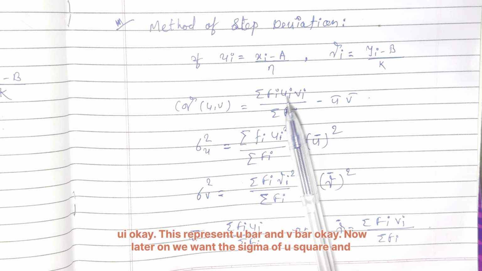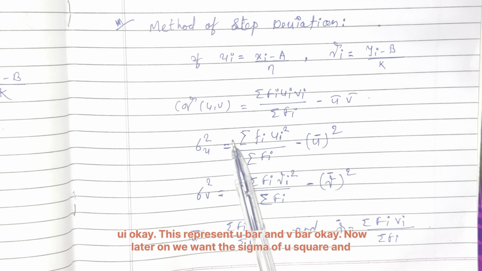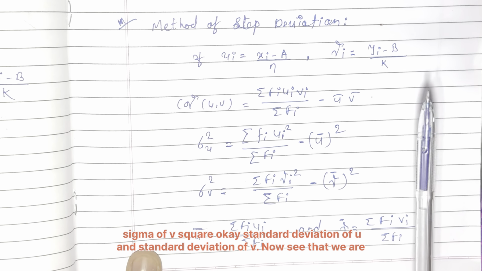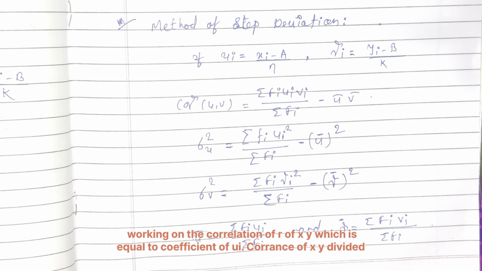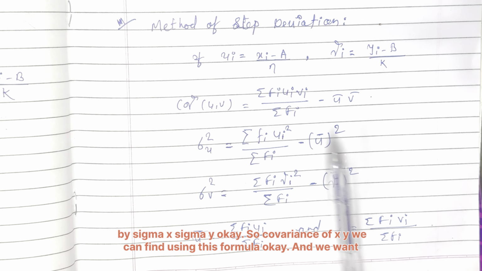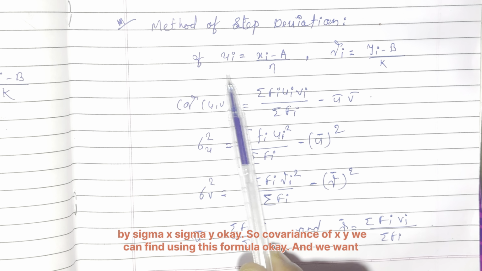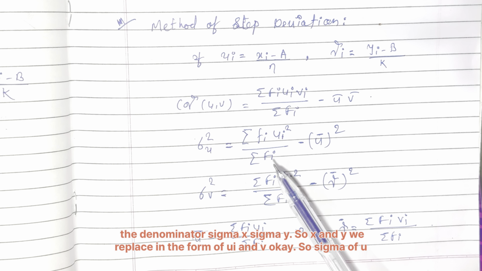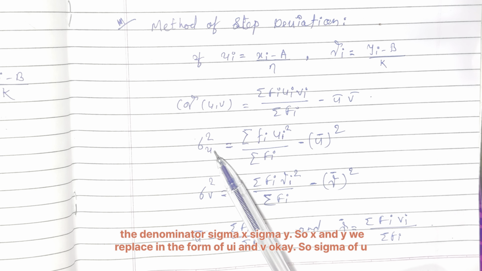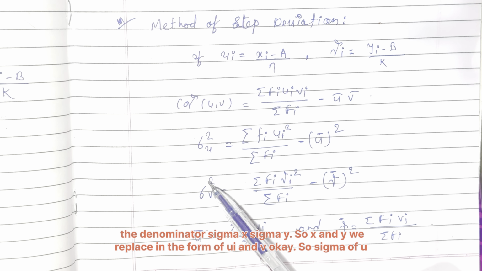Now later on we want the sigma of u square and sigma of v square, the standard deviation of u and the standard deviation of v. We are working on the correlation r of xy, which is equal to the covariance of xy divided by sigma x sigma y. So covariance of xy we can find using this formula, and we want the denominator sigma x sigma y. So x and y we replace in the form of u and v.